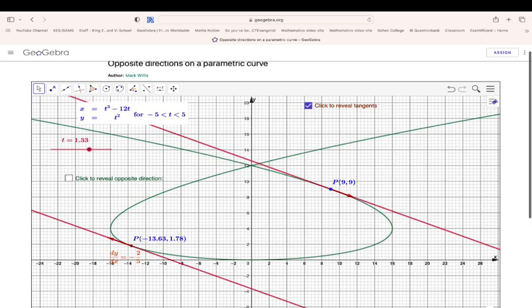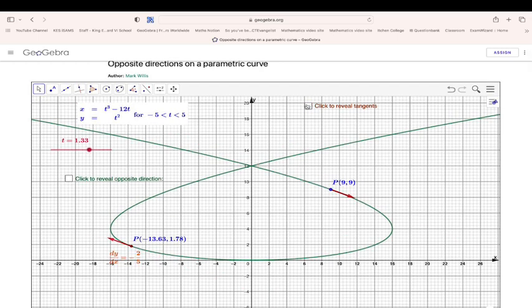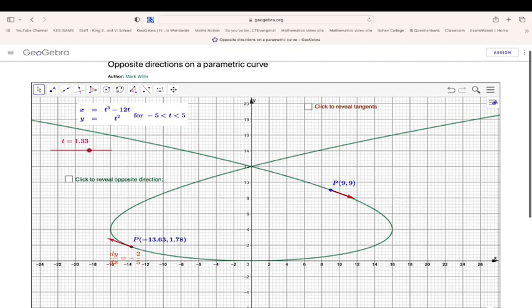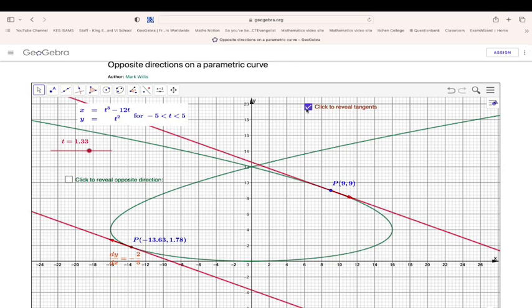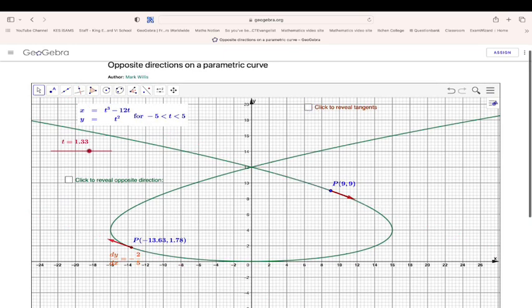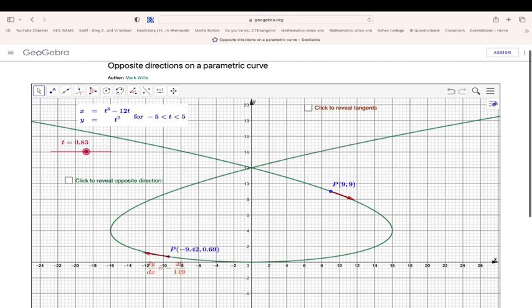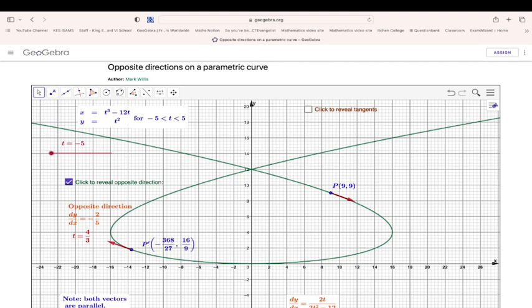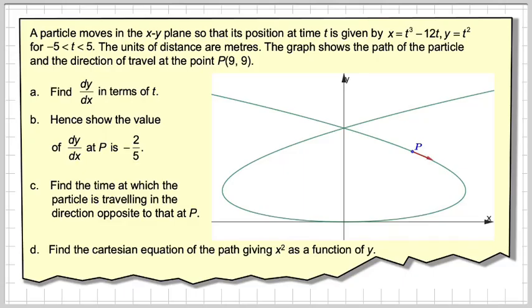If you click the tangents there, you'll see that they are both parallel at that particular point. And if we move this along, it shows its whole direction of travel. This is the point that we're going to find algebraically, where it's travelling in the opposite direction. At these two points, the gradient on the curve is the same, and that's what you need to realise. The GeoGebra app I will put in the notes of the video so you can have a look for yourself.